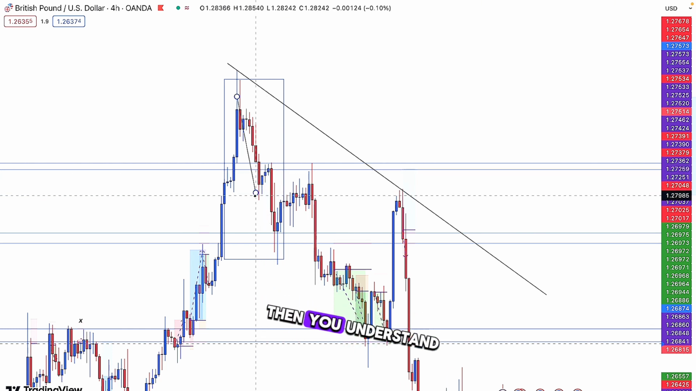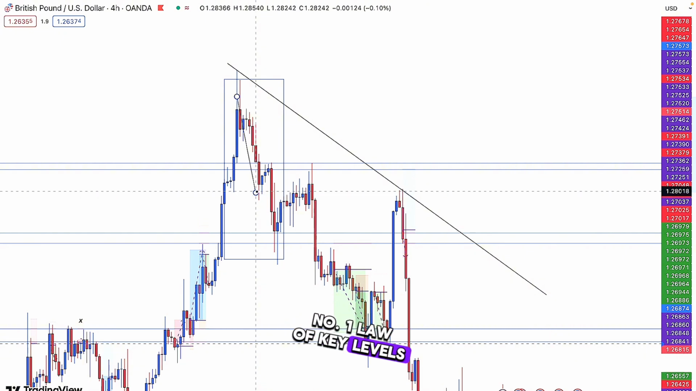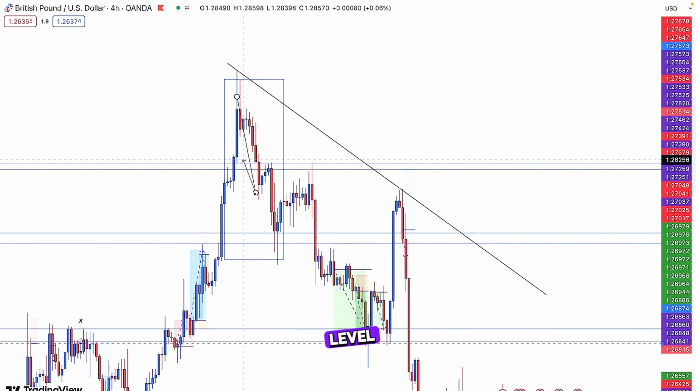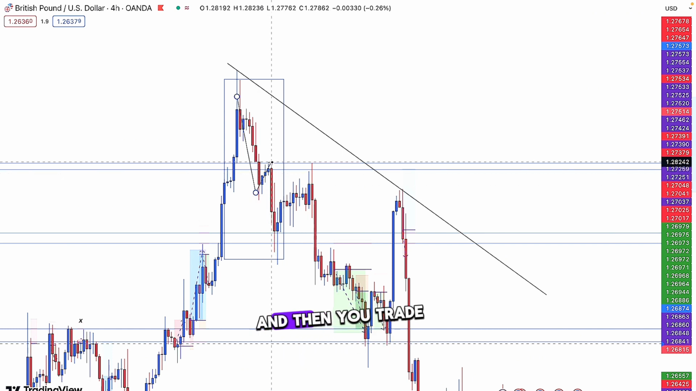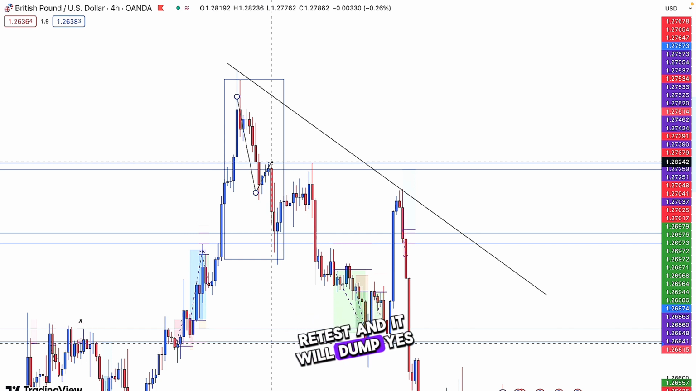Then, you understand the law of key levels. Number one law of key level is whenever a market breaks that key level, it's most likely going to retest back to that key level. And then you trade it as break, retest, and it will dump.